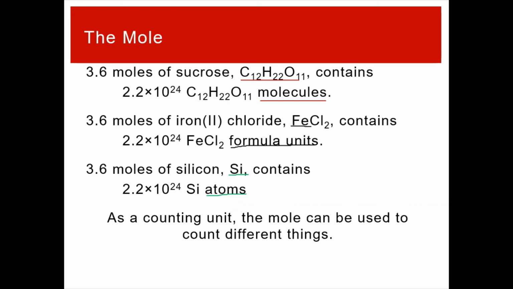And so there is a little bit of chemistry you need to parse out based on the formula. Is it covalent? Is it ionic? Is it an element? So we can always count different things, but the mole number definition is always the same. You'll note that you always get 2.2 times 10 to the 24th.